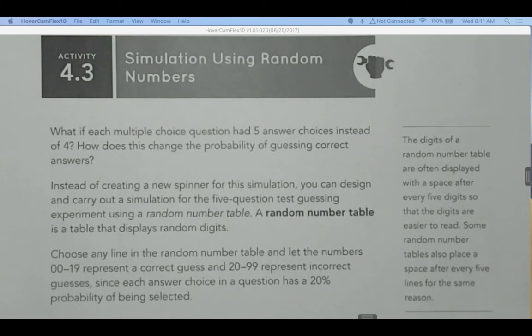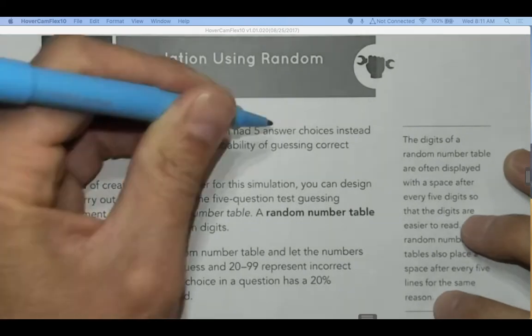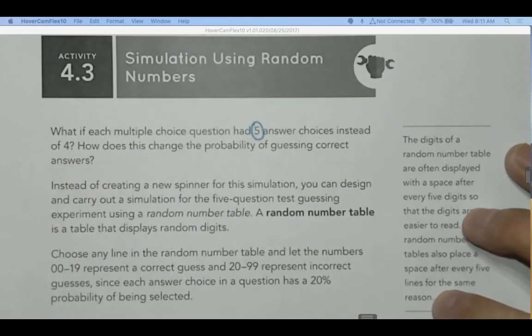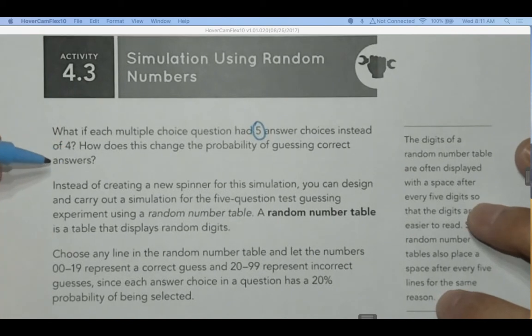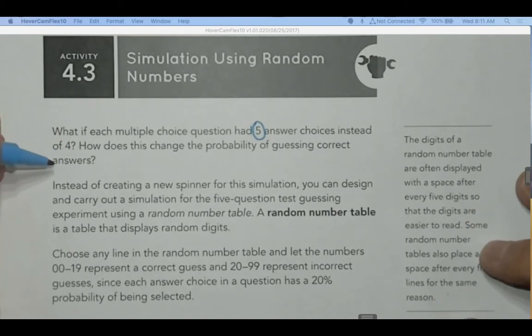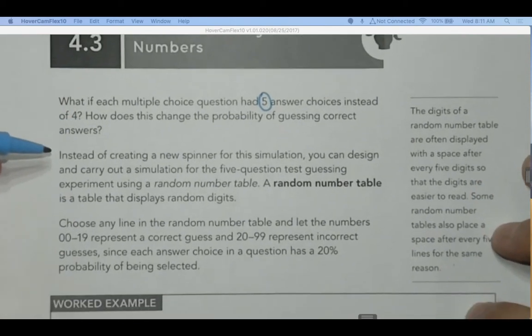All right, so this is simulation using random numbers, okay? And so what if each multiple choice question had 5 answer choices instead of 4? How does this change the probability of guessing correct answers? I would say it makes it worse.